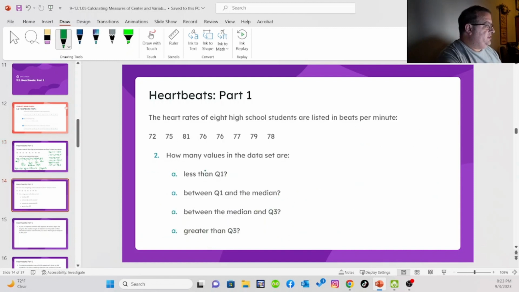So for this one, how many values are less than Q1? There are 2 values. Between Q1 and the median, there are also 2 values. Between the median and Q3, there are also 2 values. And greater than Q3, there are also 2 values. That's what a quartile does. It divides your data set into 4 equal portions. So if I have 8 numbers, 2 are going to be in each quartile.